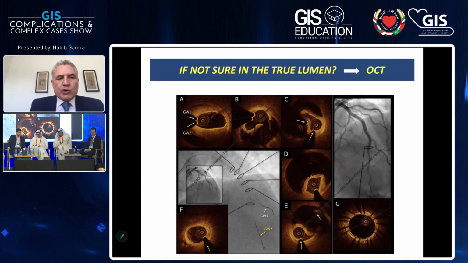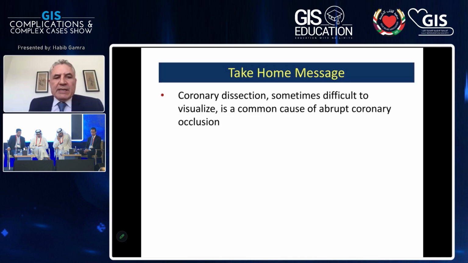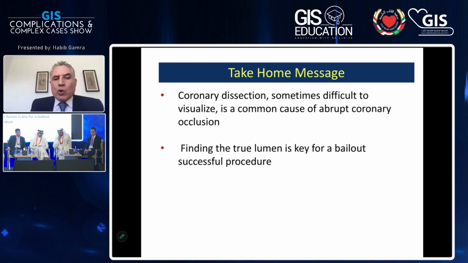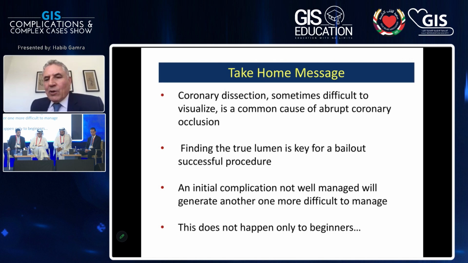So the take-home message from this case is that coronary dissection, sometimes difficult to visualize, is a common cause of abrupt coronary occlusion. Finding the true lumen is absolutely key for a successful bailout procedure, and initial complications not well managed, as in this case, will generate other complications that will be even more difficult to manage. And just remember that this kind of complication does not happen only to beginners.